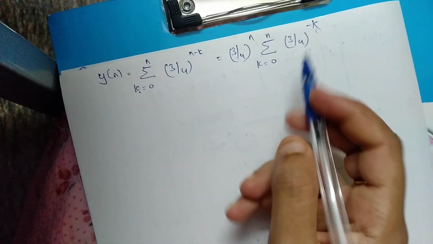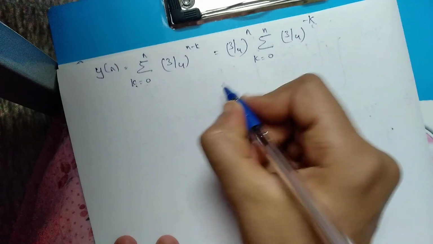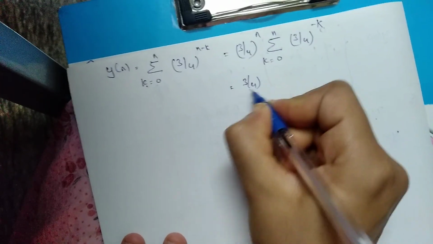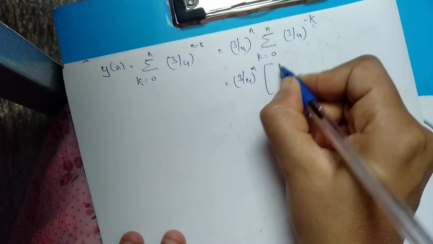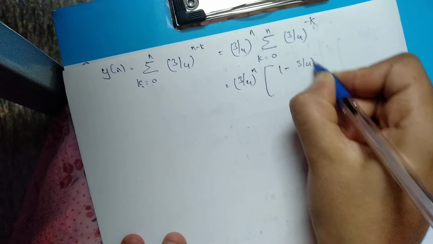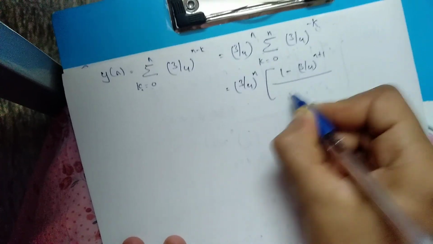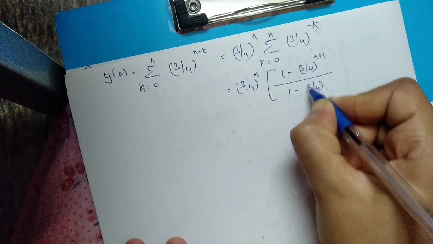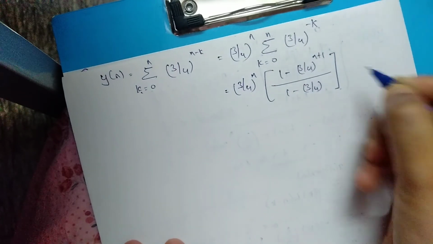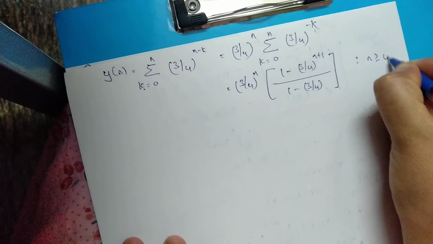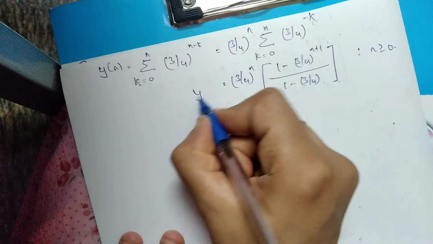So here the alpha value will be 3 by 4. So we can define this as 1 minus 3 by 4 to the power of n plus 1, divided by 1 minus 3 by 4. Okay, so this is when n is greater than or equal to 0. This is your y of n.